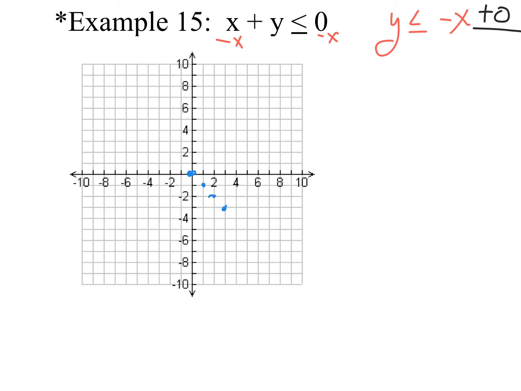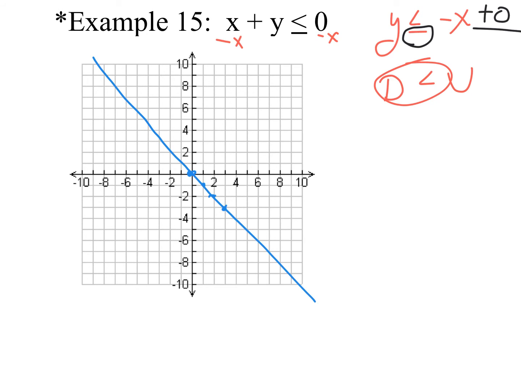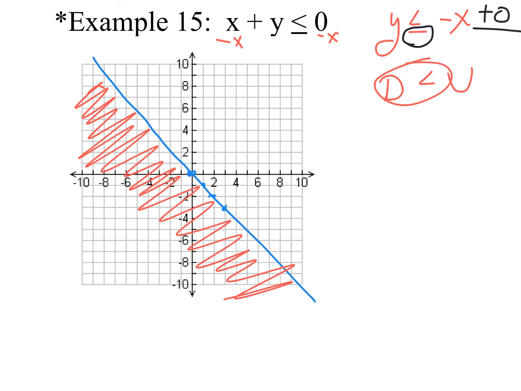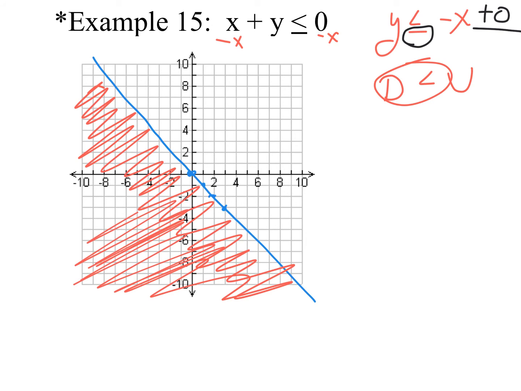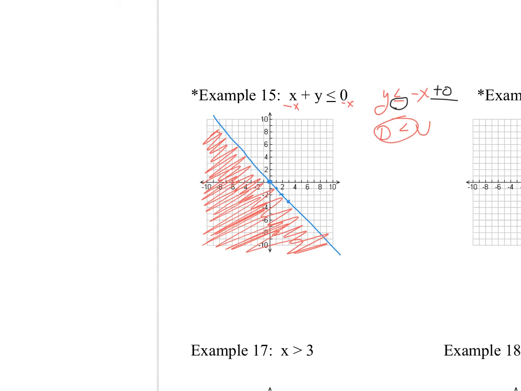Okay. Now looking at my line. Solid line means solid line on my graph. And according to duh, we're shading down. So there it is. Again, not that tricky, but people freak out about it, and I don't know why.